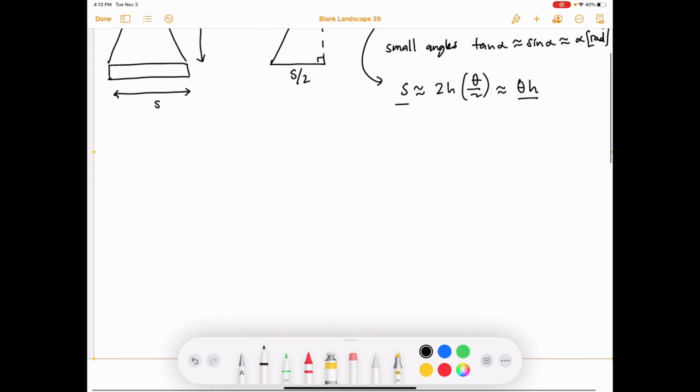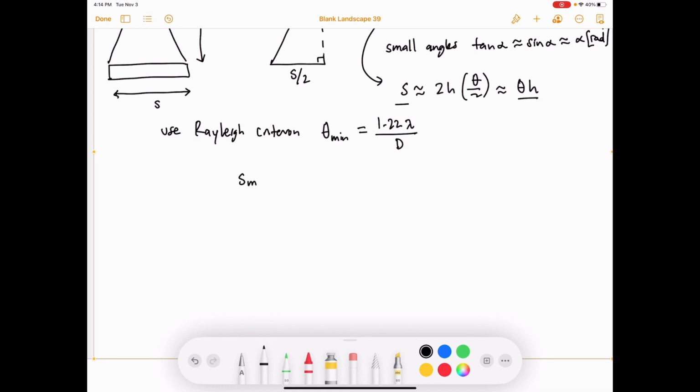Okay, so now let's use the Rayleigh criterion. Because the smallest thing we can resolve has an angular size theta min equal to 1.22 times lambda over d. That's what we should use for the angle. So that means s min is equal to 1.22 times lambda times h divided by d. Okay, so just combining these two ideas.